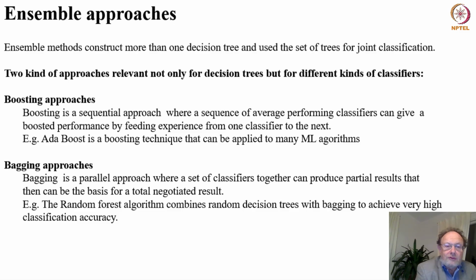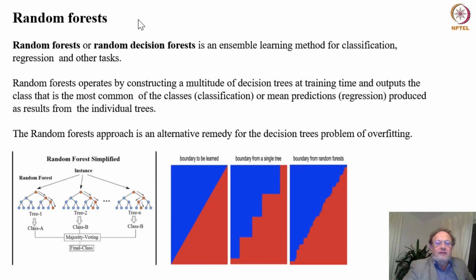The other variant is called bagging approaches, where bagging is a parallel approach, where a set of classifiers together can produce partial results fully in parallel, that then can be used to form the basis for a total negotiated result. One example of that is called the random forest algorithm, which combines random decision trees with bagging methodology to achieve very high classification accuracy.